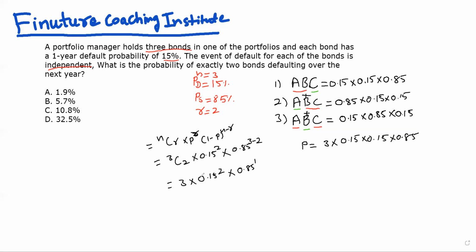If you calculate this, you will get 0.15 squared times 0.85 times 3, which is approximately equal to 0.057375. So it's approximately equal to option B. We'll mark the correct option in green. Your correct option is B. The topic that was being tested was binomial distribution.